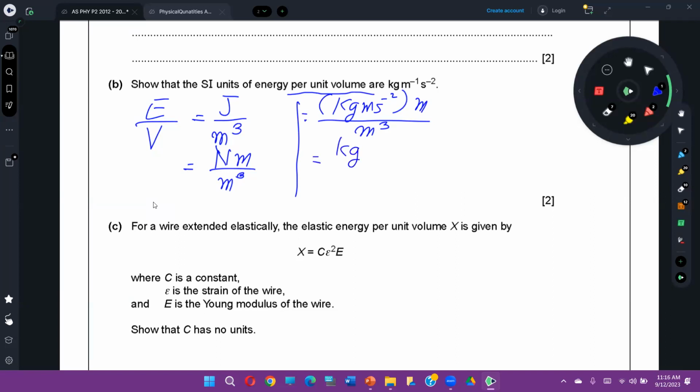Kg will be kg, meter square, s minus 2, upon... again a partition. Now, what about this meter cube? Should I bring it up? Or you can directly solve it in the paper. Bringing up is not a step.